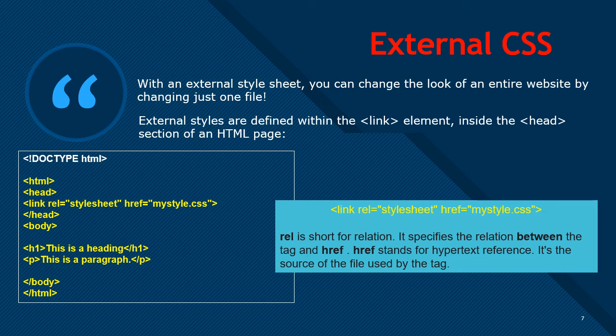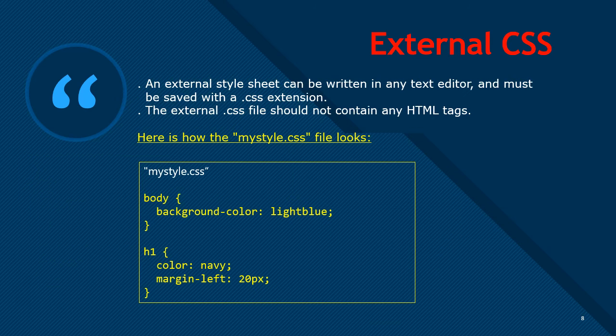External styles are defined within the link element inside the head section of an HTML page. An external style sheet can be written in any text editor and must be saved with an extension .css. The external .css file should not contain any HTML tag.